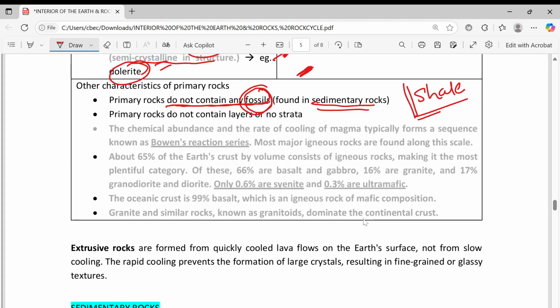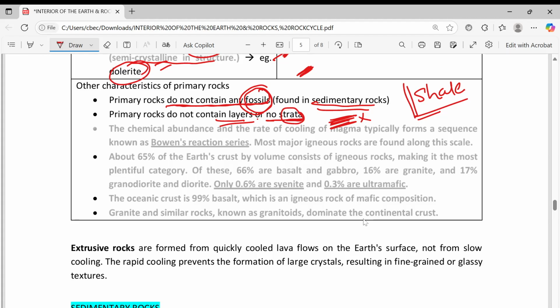And they do not contain layers or strata. Strata means layers, you can say. Layer means, for example, one layer, then another layer, then another layer. Like this, it is not there. Volcanic rock or igneous rocks, no layer will be there.